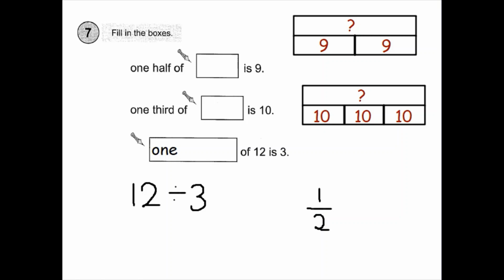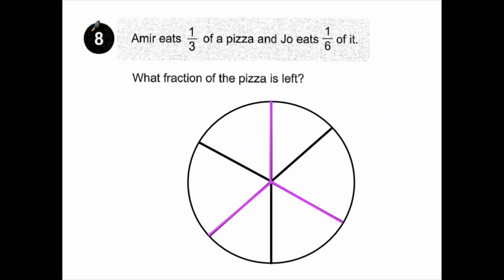The second thing I wanted to go through was number 8, where it says Amir eats 1/3 of a pizza and Joe eats 1/6 of it. What fraction of the pizza is left? Now, as I've mentioned before, it's often useful to visually draw these out, to find some space and draw it out so you can picture it. I've drawn a pizza here, and I've actually split it into thirds and into sixths.